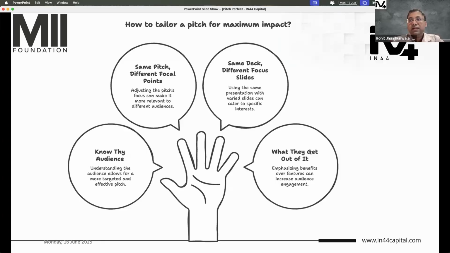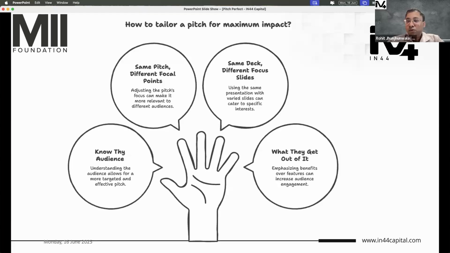And then you say, okay, this is an investor. He would be more interested in what I have done till now and what the fundraising aspect is. He may not be too interested in the technical aspects. So you will focus on the slides and curate your pitch in such a way that you cover what the audience wants, right?